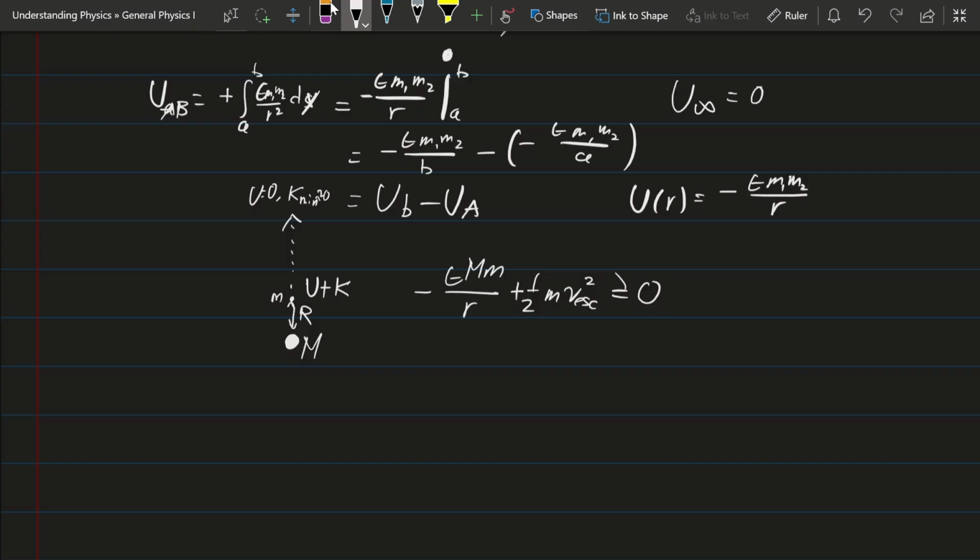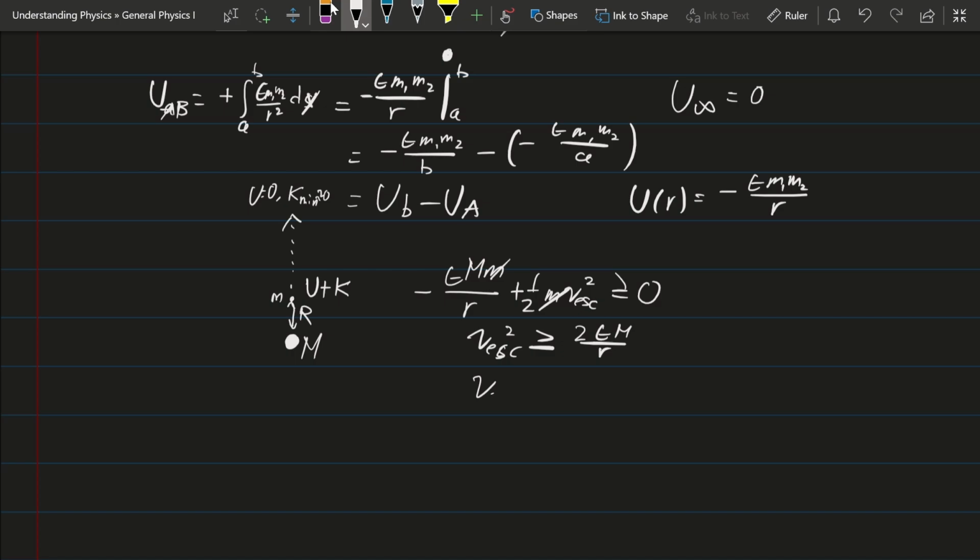So if we use this, we would obtain that you could divide both sides by m, and then multiply both sides by 2. We would get v escape squared to be greater than or equal to 2GM over r.